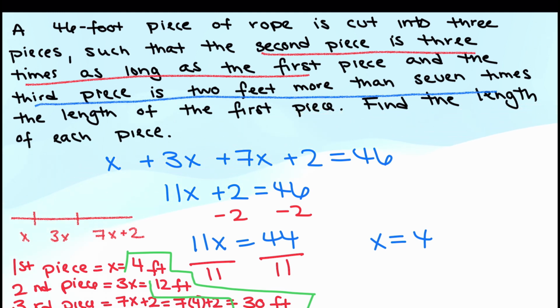So notice to get the lengths of the other pieces, I took my x equal 4, and I plugged that into the expressions I had in my picture. So the 3 pieces of rope are 4 feet, 12 feet, and 30 feet. And you can double check if you add these numbers up. They do total 46 feet.